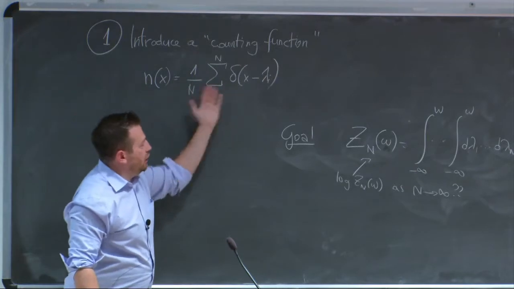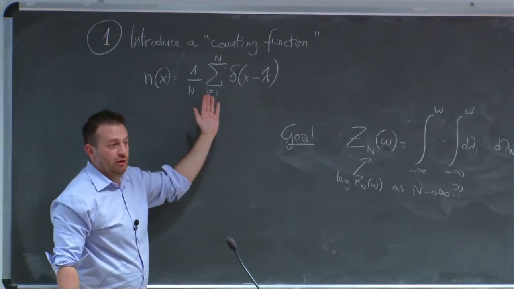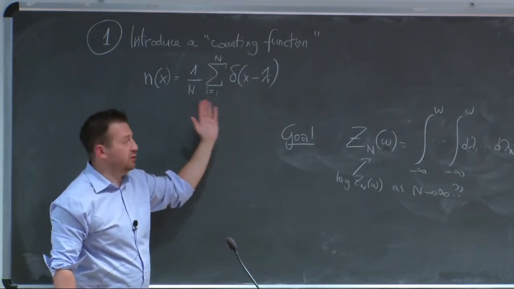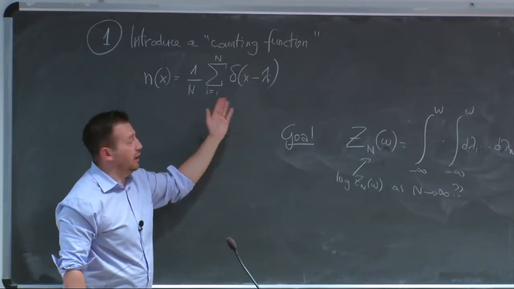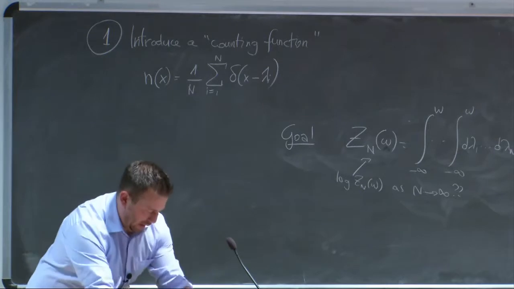So the counting function is basically, at this level, the non-average version of the spectral density. Okay? So it is the sum of spikes at the location of each eigenvalue.